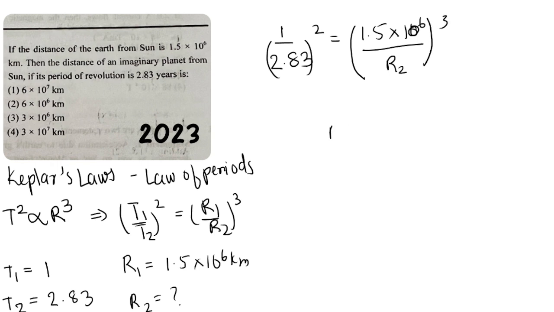On solving, you will get the answer as 3 into 10 raised to 6 kilometers. So one thing I would like to say is when you solve such questions, you know that calculators are not allowed during the examination. So make sure you solve the answer in pen and paper mode itself.